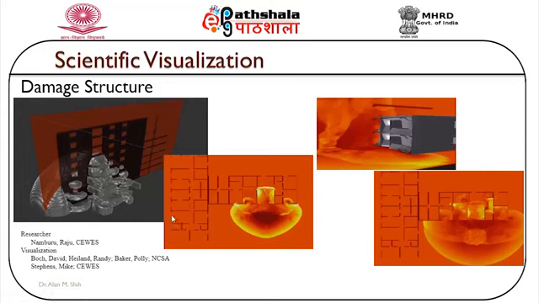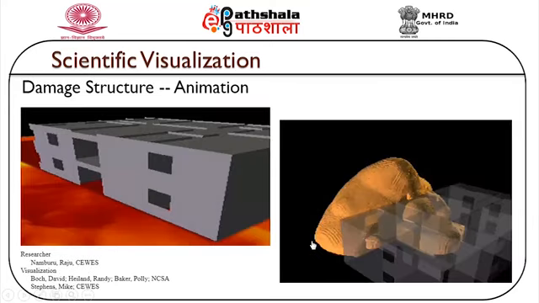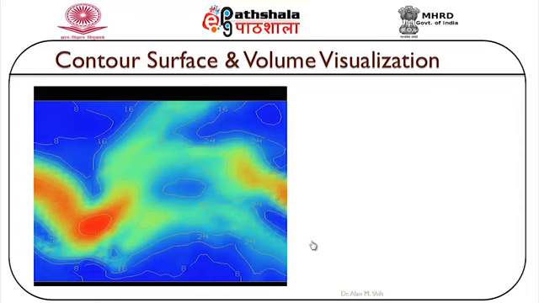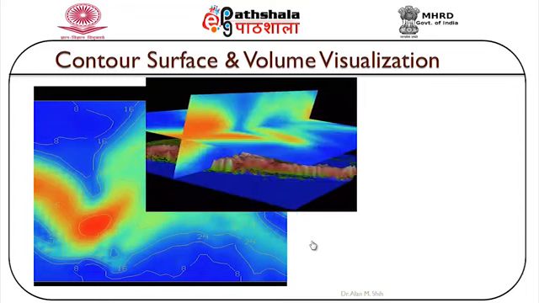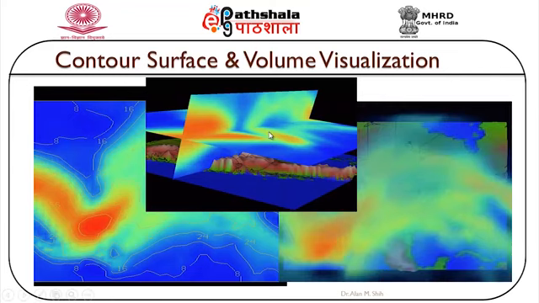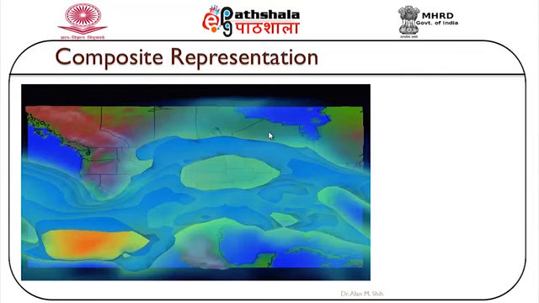Next comes scientific visualization, wherein this is an example to show the damaged structures that are available on the wall. The damages to the structures can be visualized in these forms. So these are examples of damaged structures visualization. This is also an example of damaged structure visualization, which is visualized in the form of an animation. So this is a contour surface, and with this the second visualization is an example of volume visualization. So these are composite representations of contour surfaces.